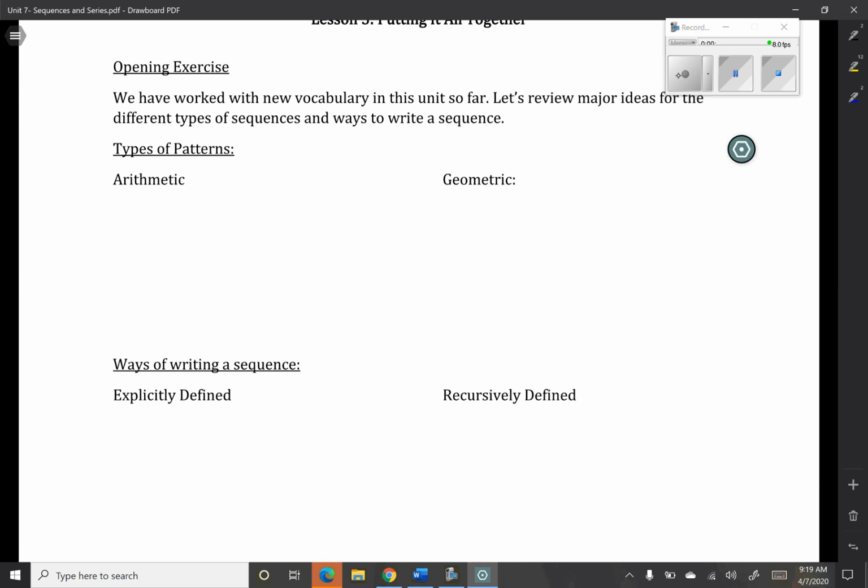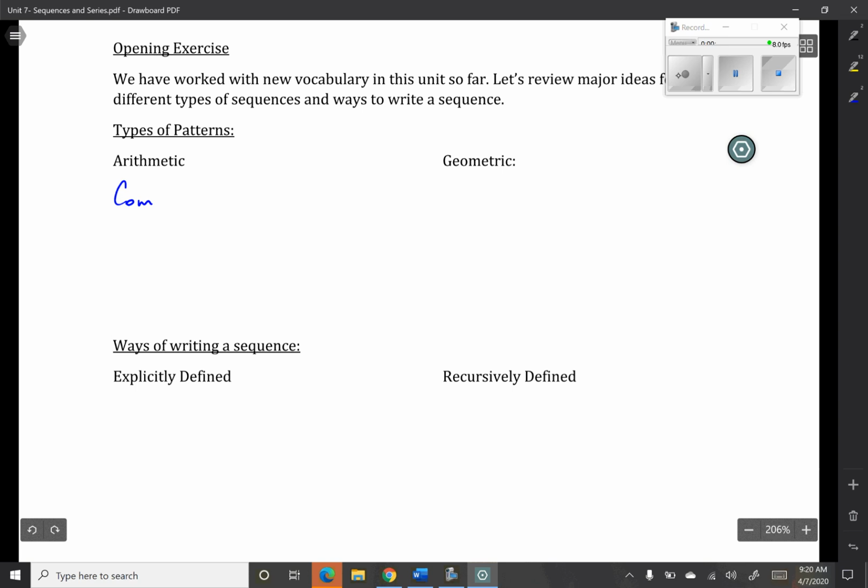So, some of the types of patterns. The first pattern is arithmetic, right? These have a common difference. So when I get from one term to the next, I'm using addition or subtraction. A geometric sequence has a common ratio, meaning to get from one term to the next, we're either going to multiply or divide. So we have multiplication or division.